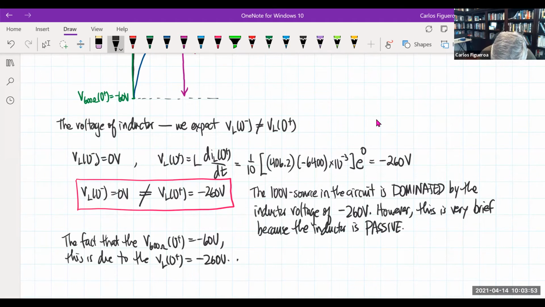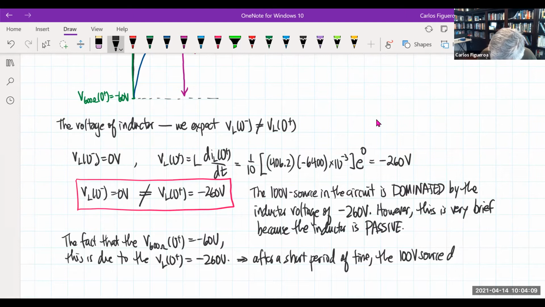And then what you're finding here is that after a short period of time, the 100 volt source dominates and changes the polarity of the voltage of the 600 ohm resistor.